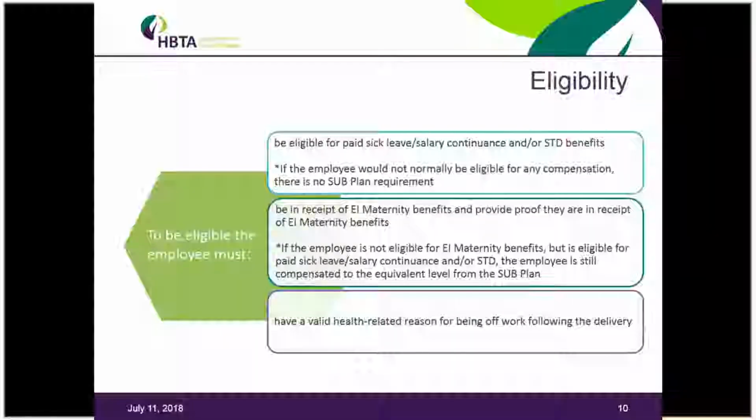To be eligible for a subplan top-up, an employee must be eligible for paid sick leave, salary continuance, and/or STD benefits. So, for example, if the employee would normally not be eligible for any compensation from any of these types of programs, then there is no subplan top-up. If you look at a casual employee, they don't have any of those benefits. So if a casual employee became pregnant, delivered a baby, and had a valid health-related period, there's nothing to pay, because if this same casual employee had a broken leg, for example, you wouldn't pay them for that either.